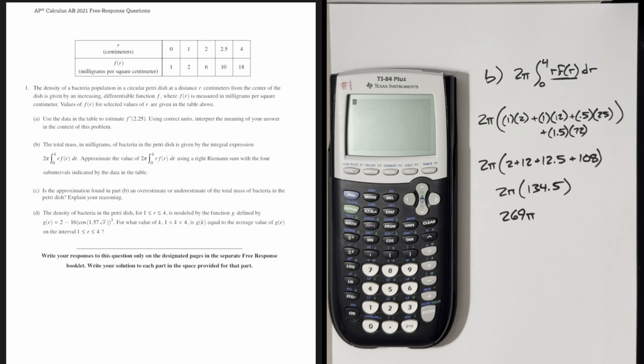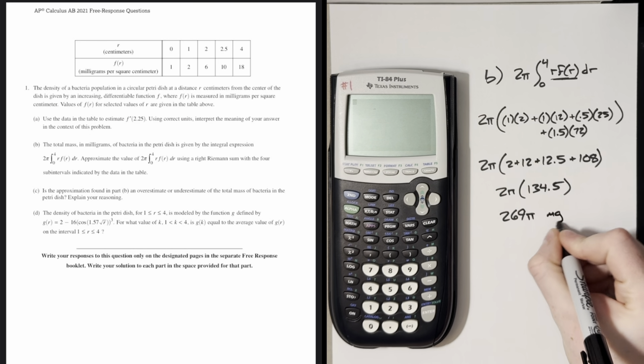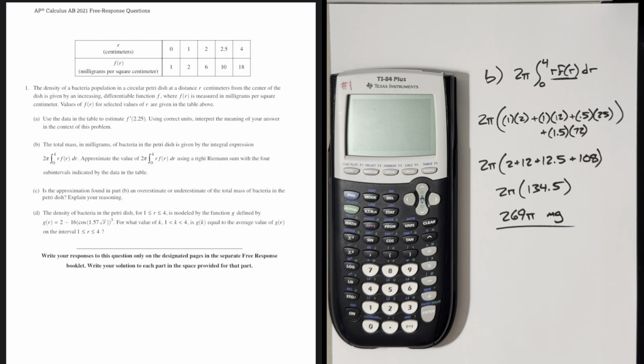But let's see. Does it ask us to give any units? Well, we could think about it. It tells us the total mass in milligrams is given by the integral expression. So our units on this would be milligrams. And that would be our final answer.